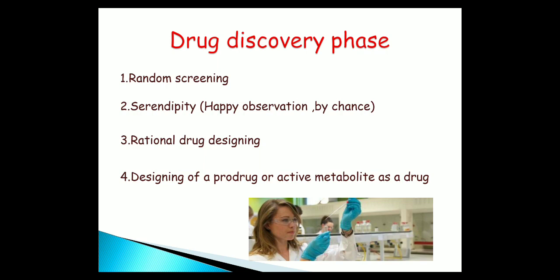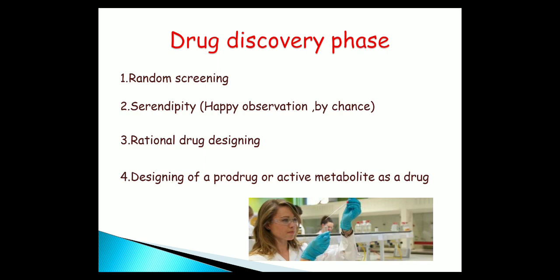Examples of drugs invented by serendipity are aniline purple, penicillin, lysergic acid, and meprobamate, chlorpromazine and also imipramine. These drugs were discovered by serendipity. A scientist was going for another drug, but luckily got these drugs. So next is rational drug designing, and the last one, designing of a prodrug or active metabolite.